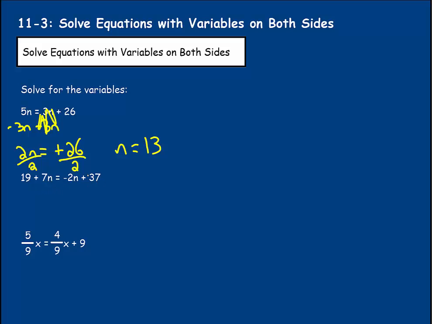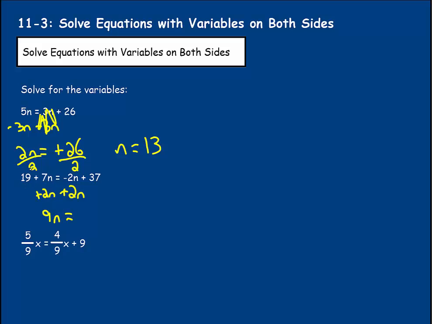We have 19 plus 7n equals negative 2n plus 37. So here we have to move the numbers onto one side and the variables on the other. Let's move the variables to the left and the numbers to the right. So if we add 2n to get rid of the variables over here, that would give us 9n, and that's on the left side of the equal sign.